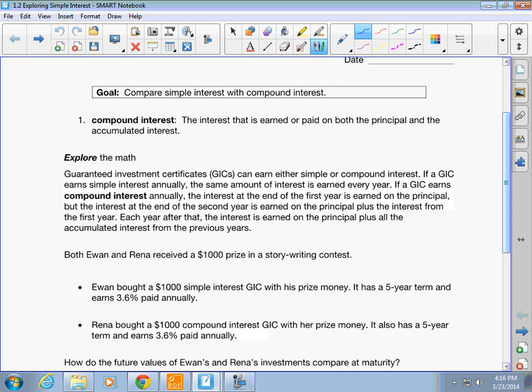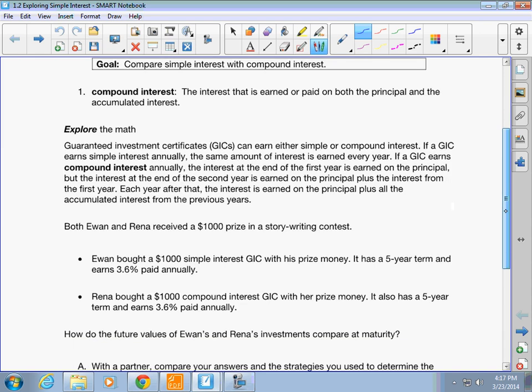Guaranteed investment certificates can earn either simple or compound interest. If the GIC earns simple interest annually, the same amount of interest is earned every single year. If the GIC earns compound interest annually, the interest at the end of the first year is earned on the principal, but the interest at the end of the second year is earned on the principal plus the interest from the first year. Each year after that, the interest is earned on the principal plus all the accumulated interest. So that was just saying it another way. Compound interest means you get to earn interest on the interest you earned in previous payments.